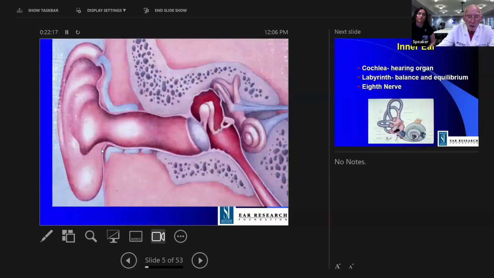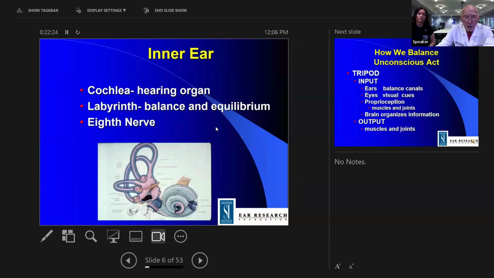So again, here you can see the ear canal, the eardrum, and the three bones of hearing. Now, the inner ear is made up of the cochlea, which is the hearing organ, and the labyrinth, or the balance and equilibrium mechanism, and the eighth nerve. So these are the semicircular canals here, the superior semicircular canal, the horizontal and the posterior canal, and the labyrinth here. And the cochlea is like a snail in a circle here with the eighth nerve.